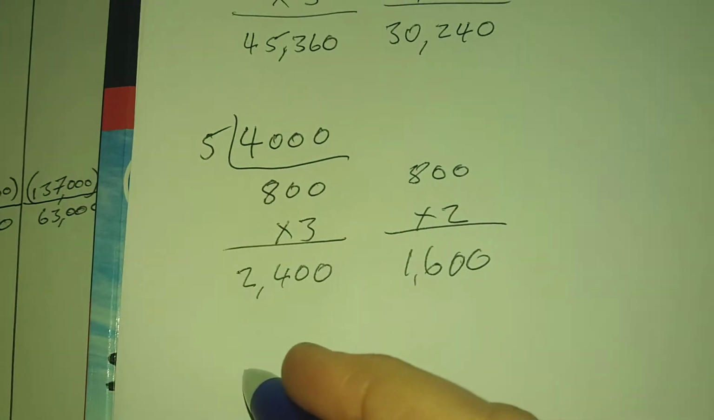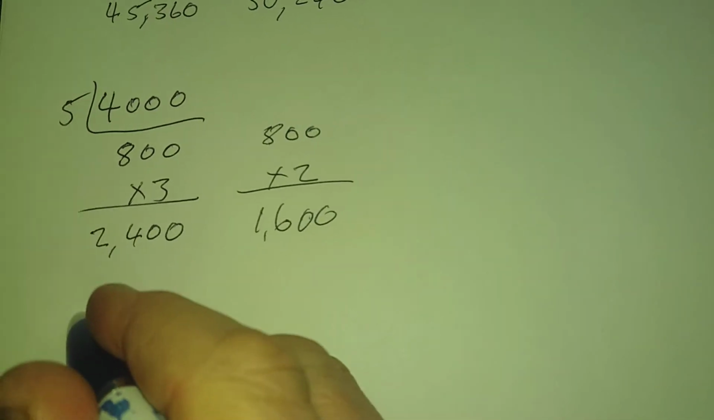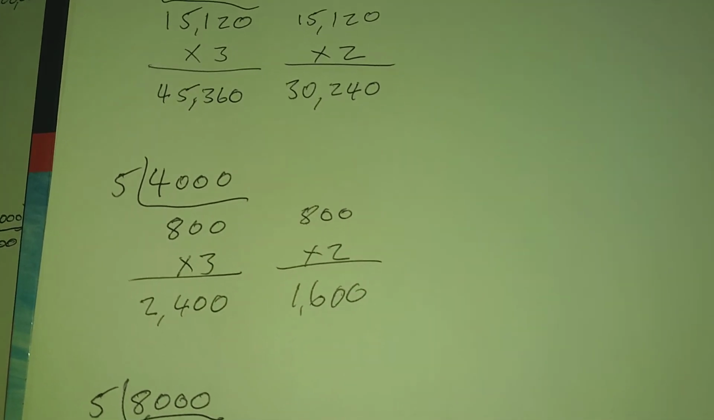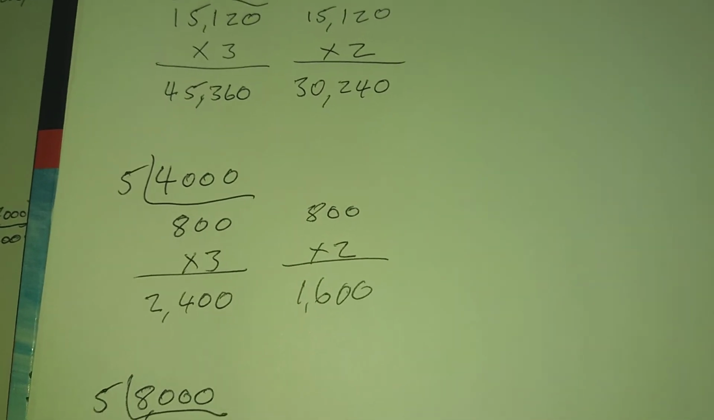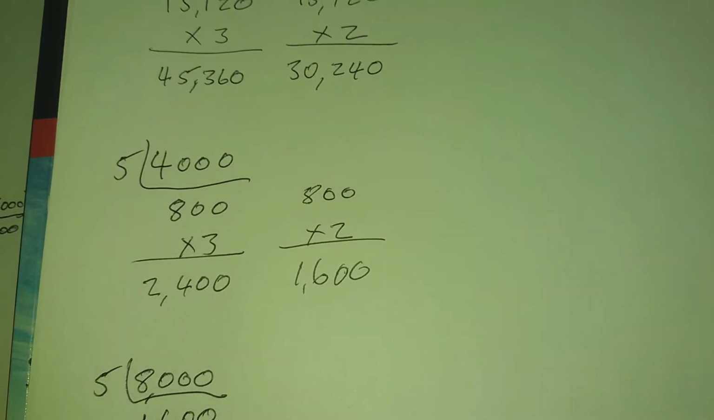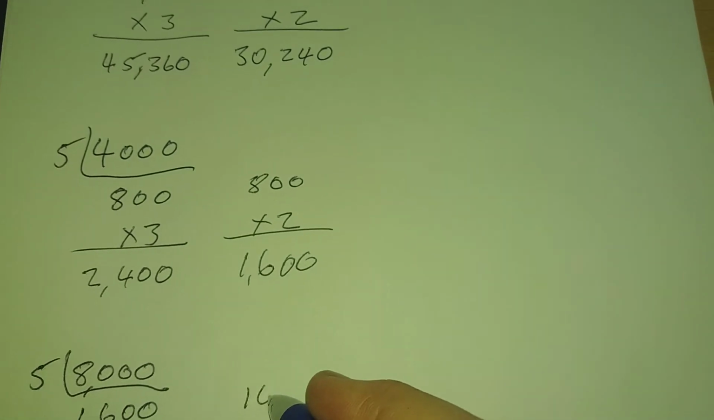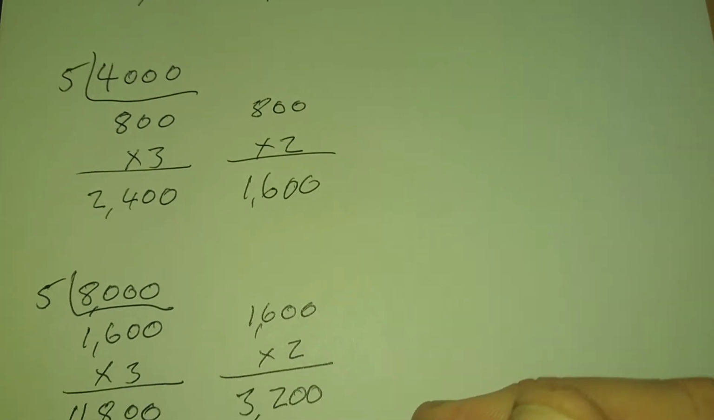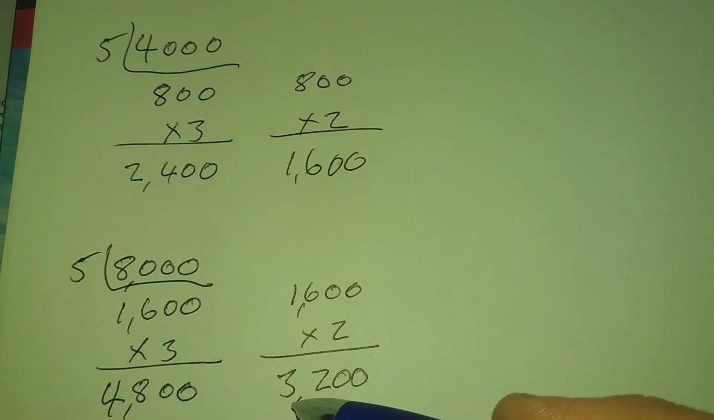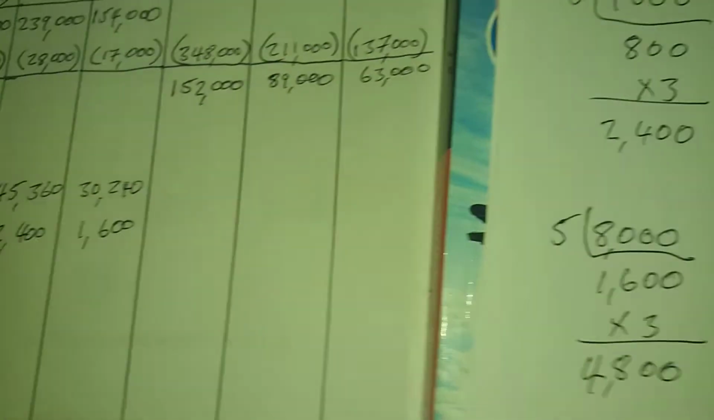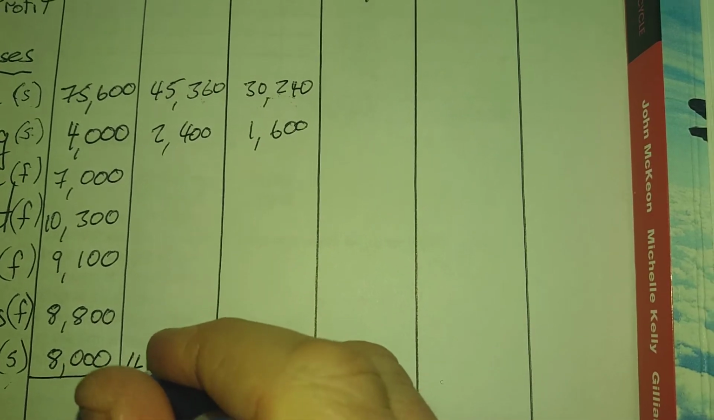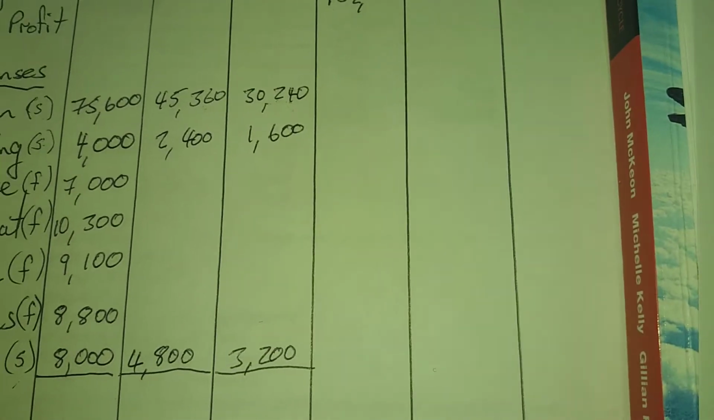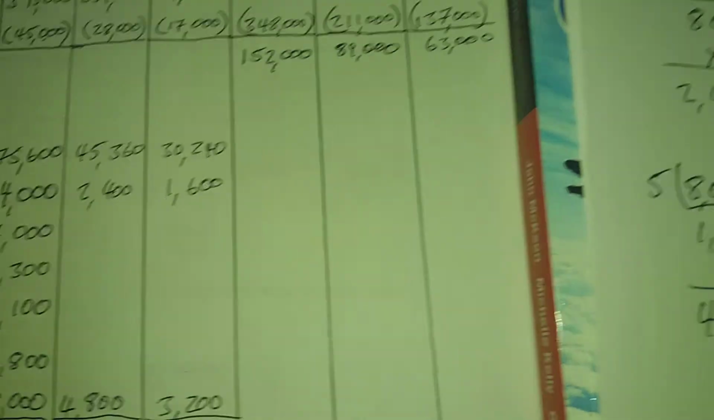Our next sales one is the van depreciation down here. It's 8,000. So again, 8,000 divided by 5 is 1,600, isn't it? And then I'm going to multiply that by 3, which is 4,800, and 1,600 by 2 is 3,200. And again, double checking, 4,800 and 3,200, that's 8,000, that's perfect. So across here, 4,800, 3,200.